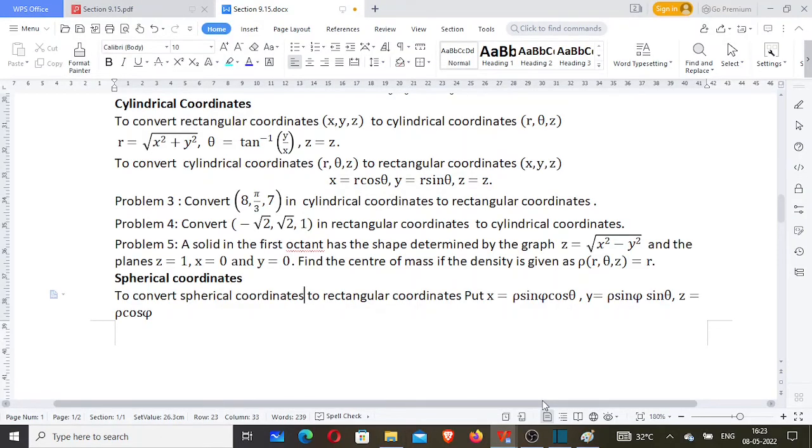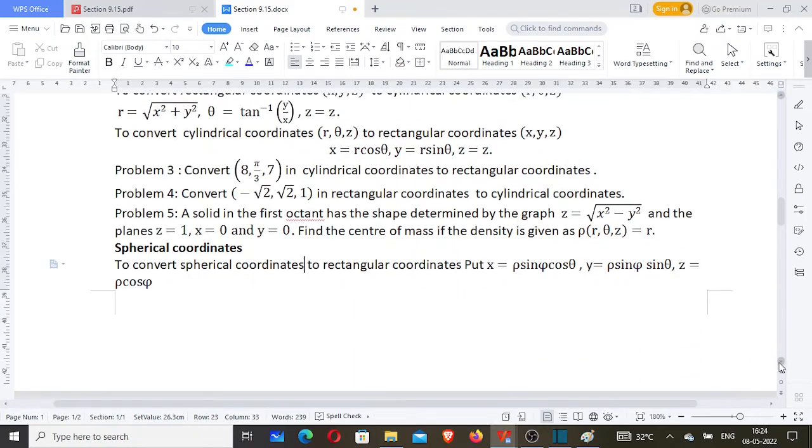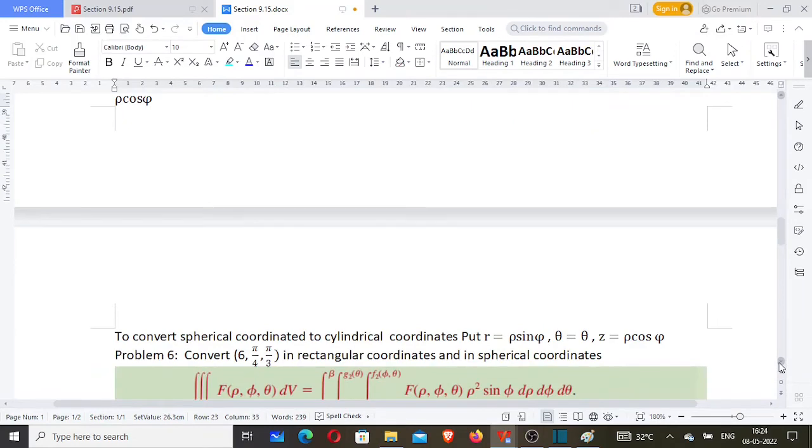To convert spherical coordinates to rectangular coordinates, put x equal to rho sin phi cos theta, y equal to rho sin phi sin theta, and z equal to rho cos phi. And to convert spherical coordinates to cylindrical coordinates, put r equal to rho sin phi, theta equal to theta itself, z equal to rho cos phi.